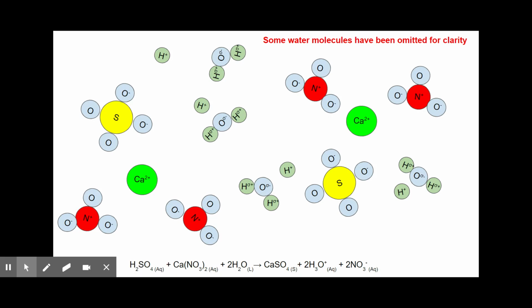As you can see at the bottom of the screen, when aqueous sulfuric acid reacts with aqueous calcium nitrate, it produces solid calcium sulfate, aqueous hydronium, and nitrate ions.